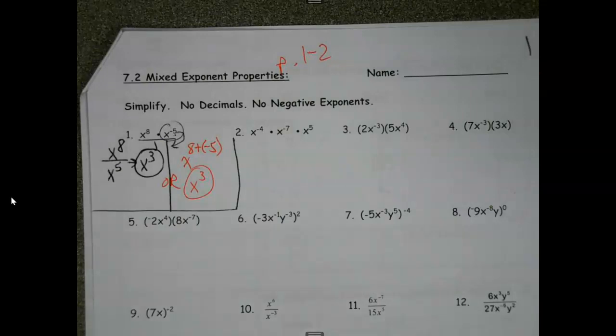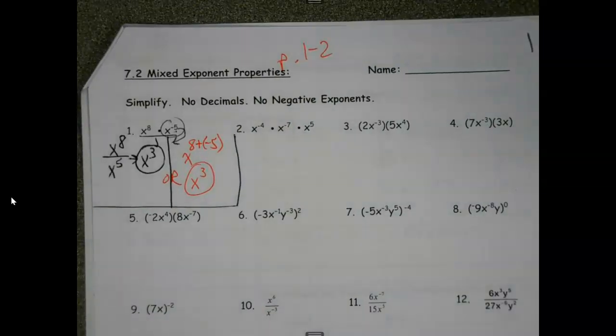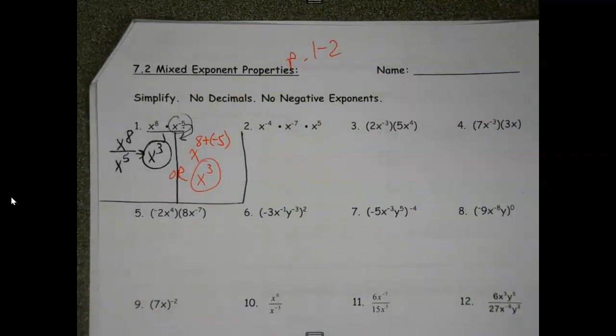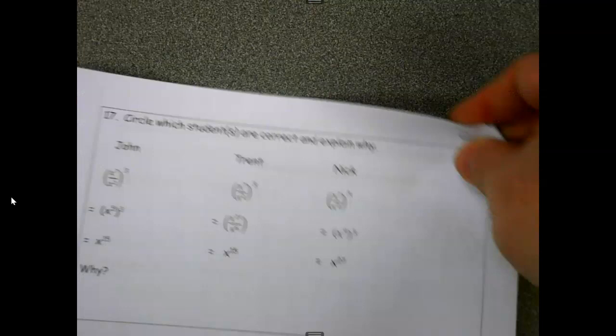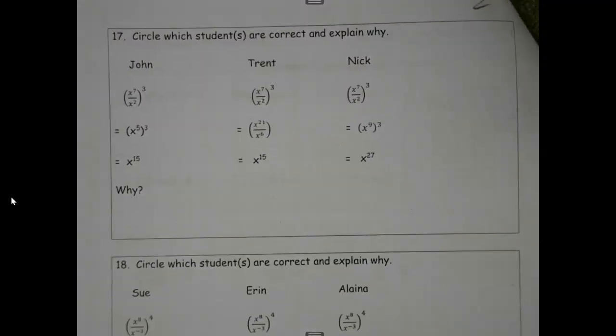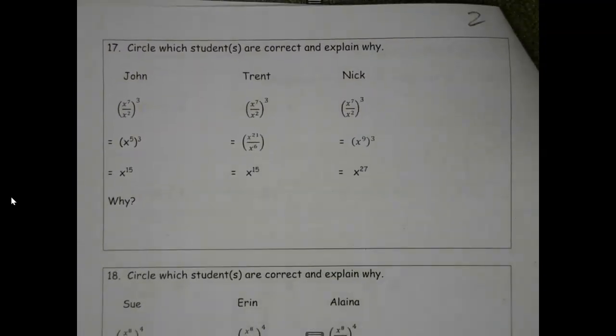Just keep working. Keep moving forward. Keep trying. And the answers are at the bottom so you can see if you're going along well as you're doing these. One last thing from me. And I do appreciate the attention today. I didn't have to stop a whole lot of times here to get things back on task, and that's appreciated. Okay, 17 and 18, circle which student or students, it could be more than one, are correct, and explain why.